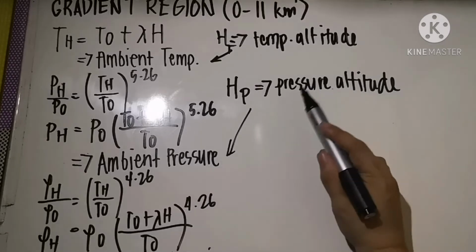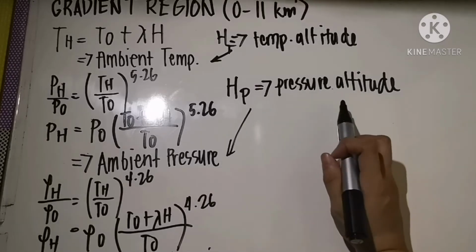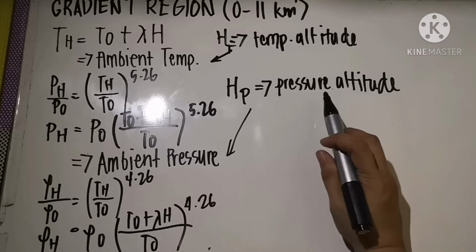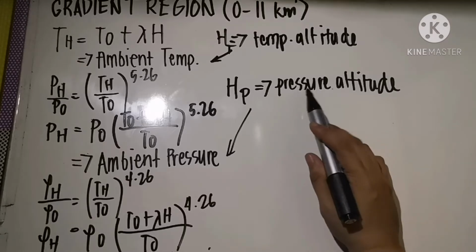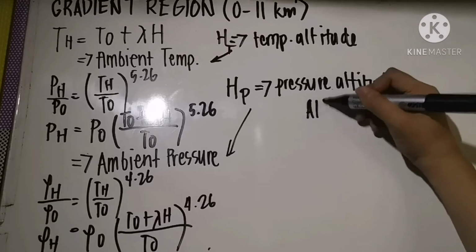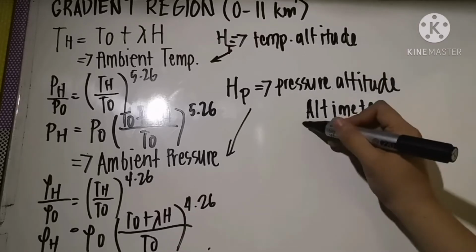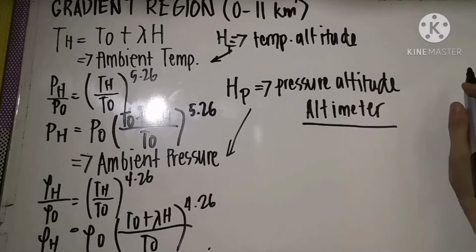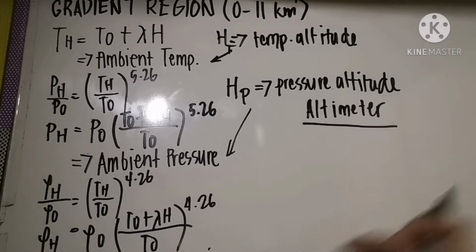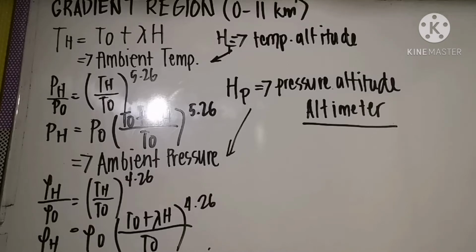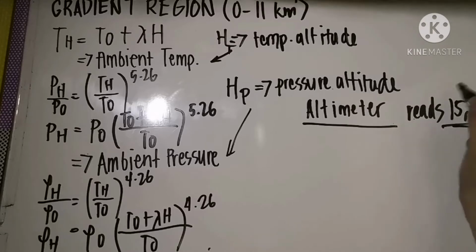So, itong pressure altitude is merong device na ginagamit sa aircraft to measure pressure altitude, which is called altimeter. So, once na nakakita kayo ng altimeter na word or term sa problem, like for example, ang sabi, altimeter reads 15,000 feet. Ibig sabihin, this 15,000 feet na tinutukoy na to ay pressure altitude.